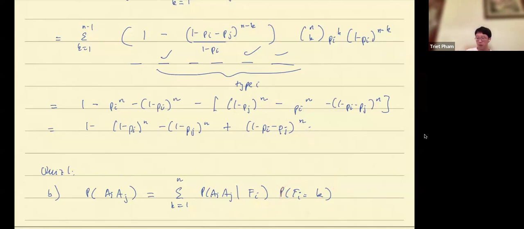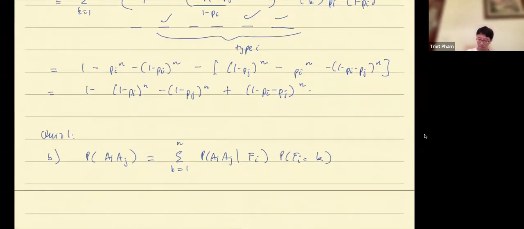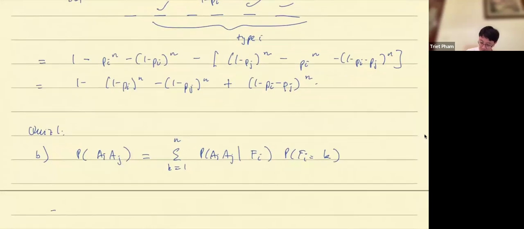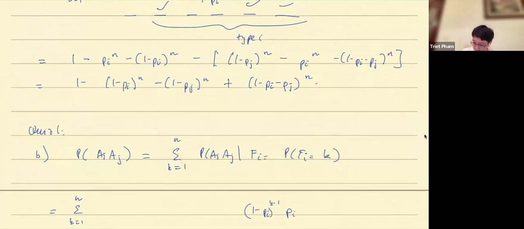This would be easier. What is that? Well, this is just a geometric random variable with success probability pi. So it will just be 1 minus pi to the k minus 1, times pi. What about this? Sorry, F_i equals k. What would this be?